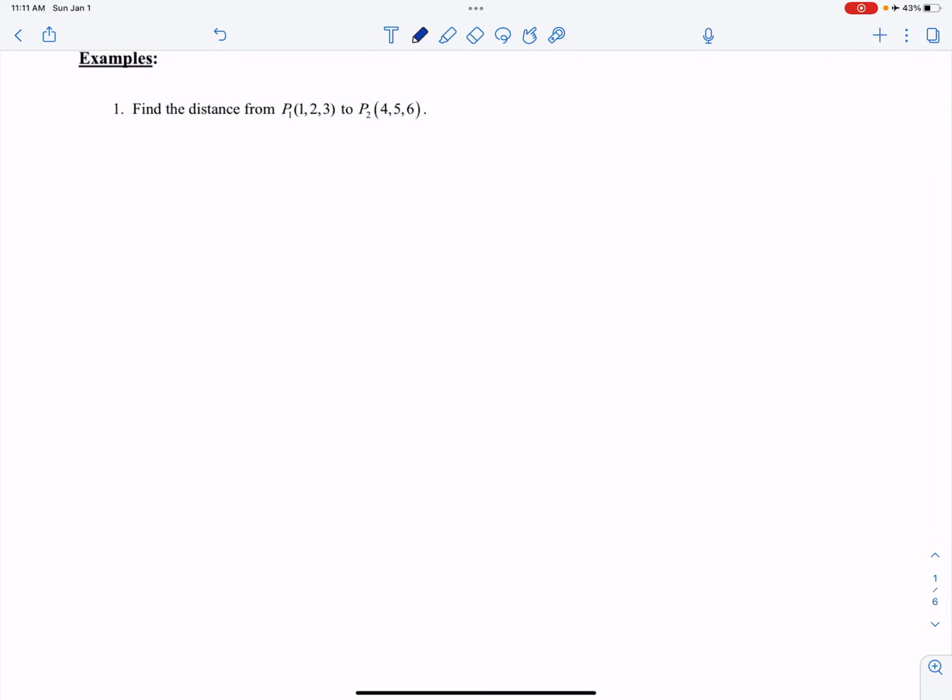Find the distance from point 1 at 1, 2, 3 to point 2 at 4, 5, 6. So we're finding the distance between 2 points. This means we'll use our distance formula. So we're going to take x2 minus x1 squared plus y2 minus y1 squared plus z2 minus z1 squared. Find the square root of all of these.